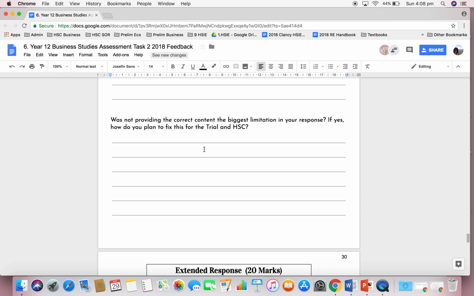This question, I suppose, is for those people that are in that D to E range. If you're looking at your mark and you're thinking, wow, this mark is really below what I had wanted, was it because you didn't provide the correct content? Because if it is, it's not your structure, it's not anything else, it's the fact that you literally wrote about the wrong stuff. How are you going to fix this for the trial and then the HSC? Because if getting the content wrong was your biggest limitation, we need to fix this ASAP. So really have a think about this question if that applies to you.